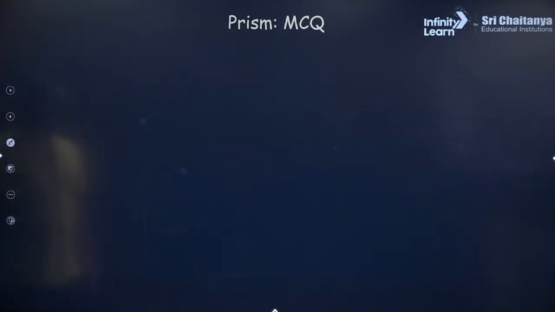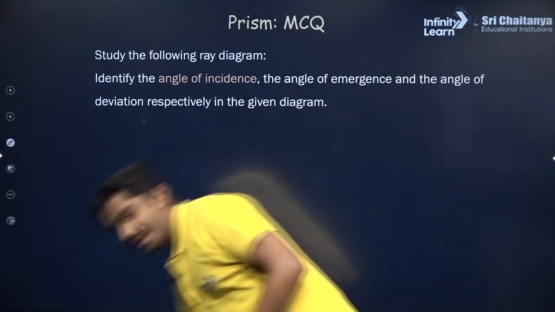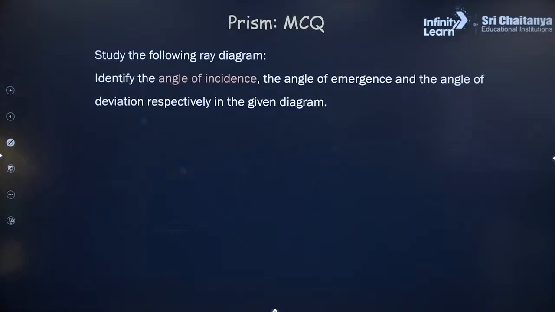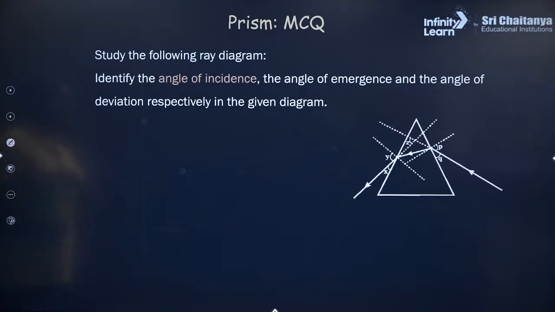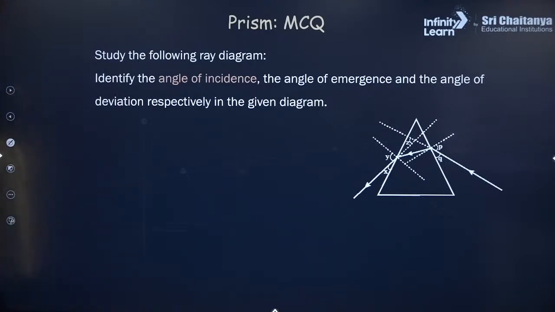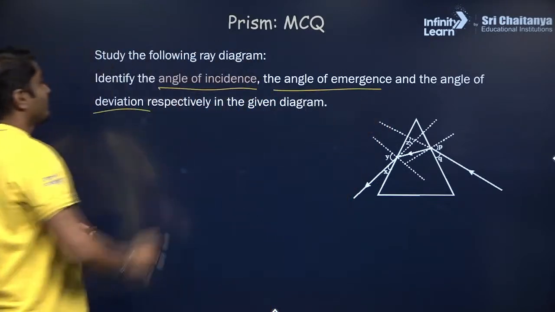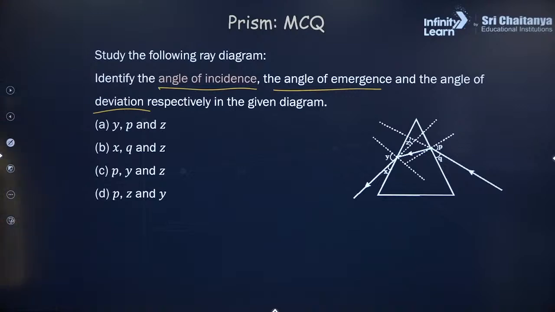Okay, so now the next topic, that is prism. So let's have one quick question from the prism. There is a question. I'll have some water. Read the question. Okay, there is a ray diagram. Study the following ray diagram and identify angle of incidence, angle of emergence and angle of deviation. So these are the four options.